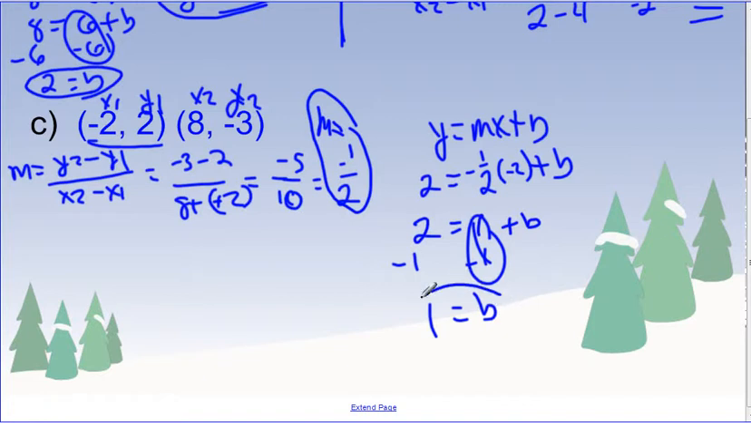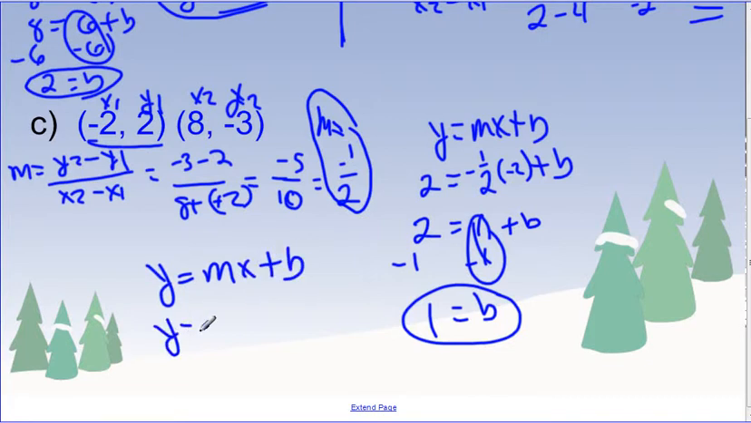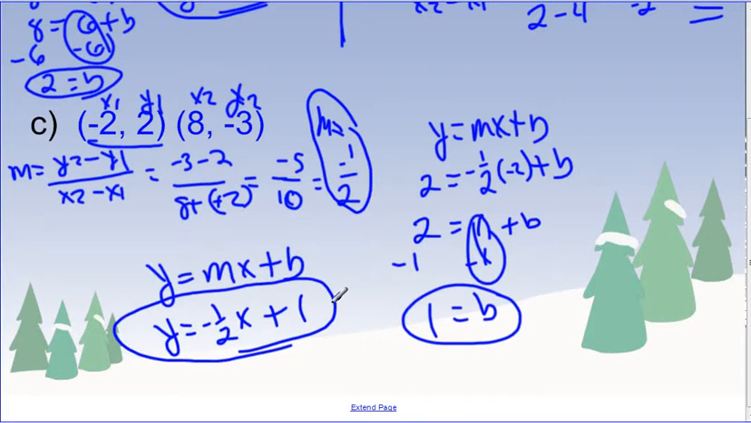So we have our m from here, we have our b from here, which means we can do everything we need to in the formula y equals mx plus b. Y equals mx, b is a positive 1. This is the equation of our line. We found slope. We use the slope to find the intercept.